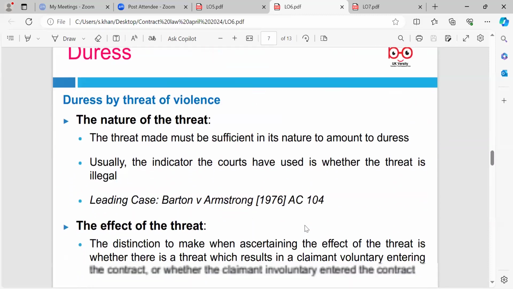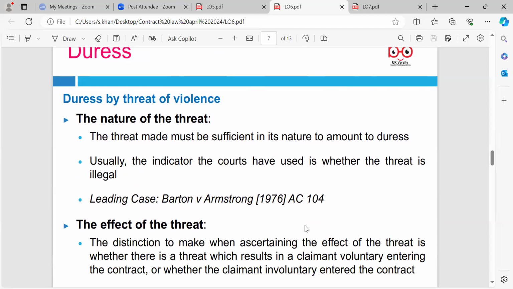So looking at the nature of threat, duress by nature of threat is that the threat must be sufficient in its nature to amount to duress. Usually the indicator the courts have used is whether the threat is illegal. And if the threat is illegal, there's a presumption that this will amount to sufficient threat. The illegal act in question must be a criminal act as opposed to one of a tortious nature.